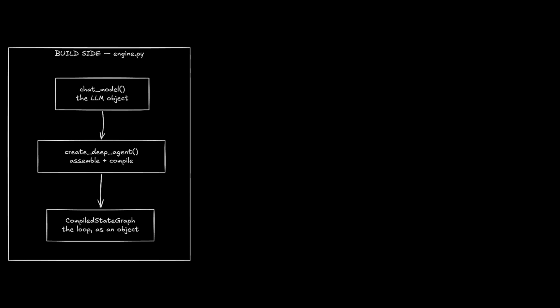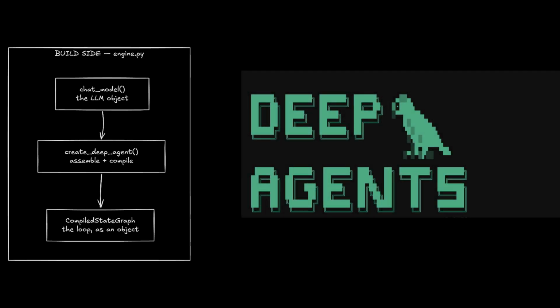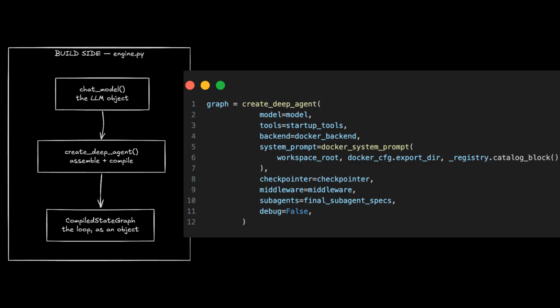Now the build side, in engine.py. This is the function that assembles the agent. Create DeepAgent. It comes from DeepAgents, which is a framework from LangChain built on the LangGraph runtime. DeepAgents is the opinionated layer on top that wires the React loop, the tools, and the middleware into it. That's the design choice. We don't hand-build the graph. We declare our parts, and let the framework compile the loop.